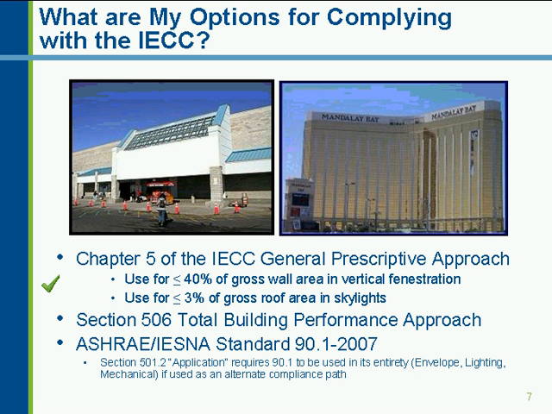So those are your options, again, for buildings that exceed 40% of the gross wall area or 3% of the gross roof area in skylights. A typical building will probably be somewhere in the 20 to 25% range. A big box store, like is shown on the left-hand side of this picture, is probably going to be less than 10% glass area. Obviously, the Mandalay Bay on the right-hand side would not be an IECC building, and would have to comply with 90.1-2007, unless you use a performance-based approach.